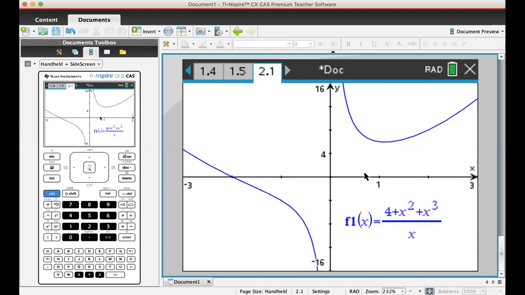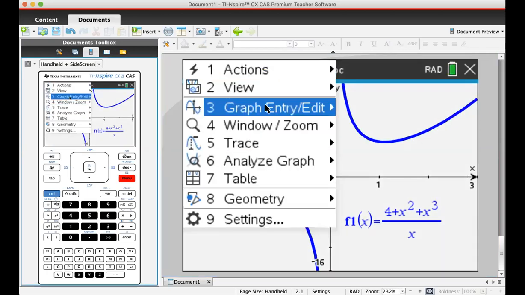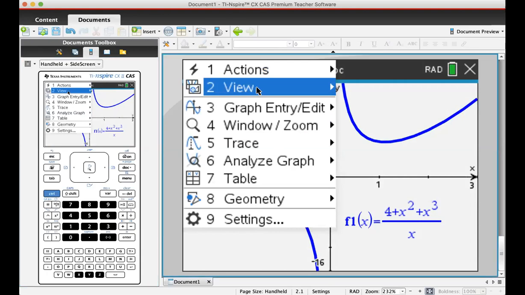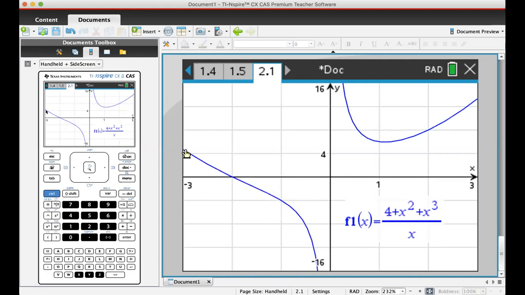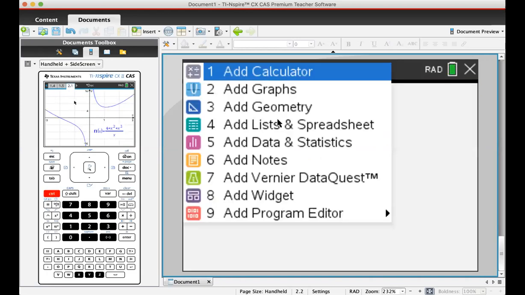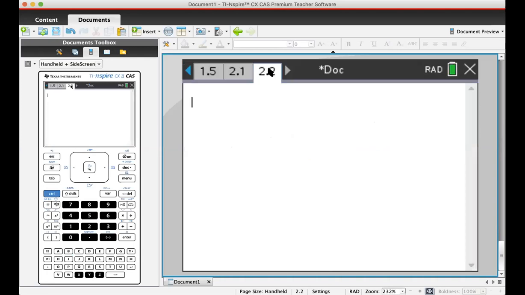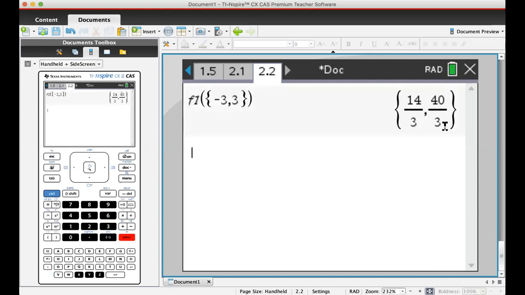Very similar in scale to the scale on the exam paper. If you want to add some grid, that's fine. 2, 6, 3. There we go. So it's a bit above y equals 4. If you want the coordinates, you just press Control I and calculator, F1, curly bracket, -3, 3. All right, 14 on 3, 40 on 3. That's what I really want to see.